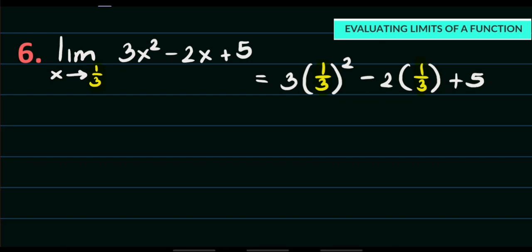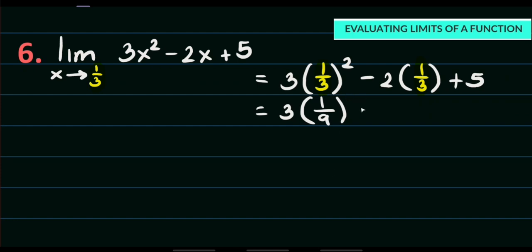So let's simplify. Pag may exponent, i-distribute lang natin siya kay numerator at kay denominator. Meaning, this one will give us 3 times 1 squared is 1. 1 times 1 is 1. And then 3 squared, 3 times 3 is 9. So meaning, 1/3 squared is equal to 1 all over 9.